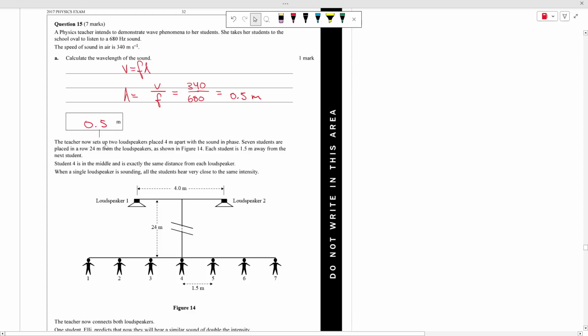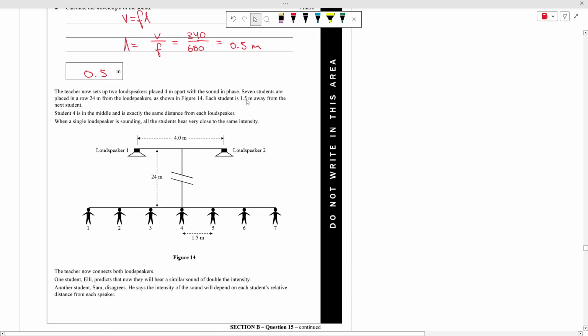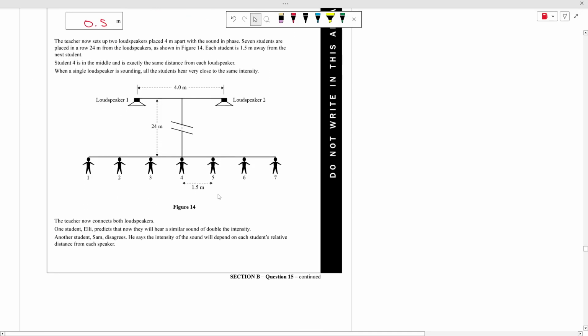Alright, the teacher now sets up 2 loudspeakers placed 4 meters apart with the sounds in phase. That just means if one's emitting sound at a peak, the other one's also emitting sound at a peak, and they're both emitting the same frequency of sound. 7 students are placed in a row 24 meters from the loudspeakers as shown in figure 14. Each student is 1.5 meters away from the next student. Student 4 is in the middle and is exactly the same distance from each loudspeaker. When a single loudspeaker is sounding, all the students hear very close to the same intensity. Okay, so that's our setup.